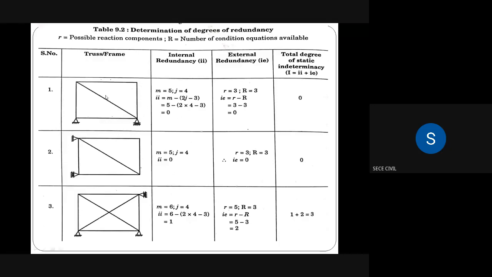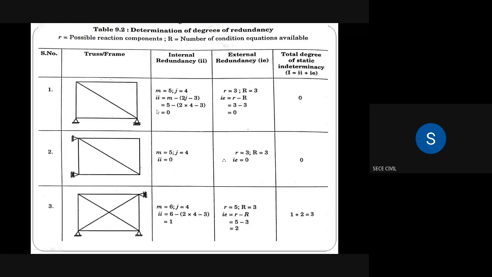First they gave a frame. This is a simple frame. In this, support A is a hinge support and support D is a roller support. For this frame we are calculating internal redundancy and external redundancy. After adding internal redundancy and external redundancy, it gives the total degree of static indeterminacy. Internal redundancy is denoted by II, external redundancy is denoted by IE, and the total degree of static indeterminacy is denoted by capital I.